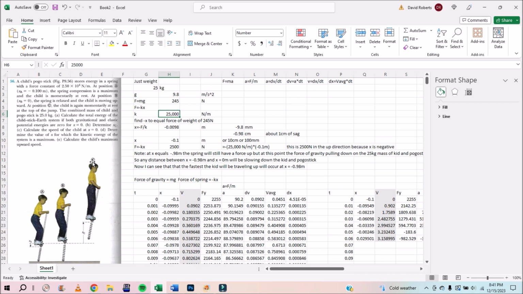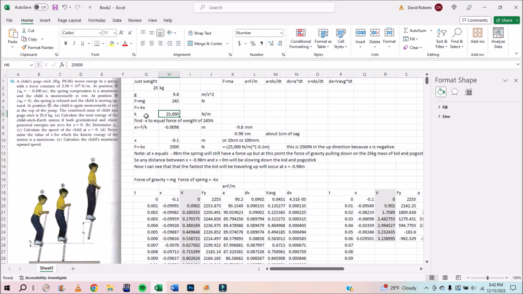So if this kid just sags onto the pogo stick, just kind of balances, and you've done this with a mountain bike, we all have full suspension mountain bikes, hopefully, because they're rad. But anyway, you sit on them, and your suspension sags because you're putting the force of gravity on it. So in this case, the kid's 245 newtons. We want to know how much sag it is. So you just make this mg equal to this negative kx, you know what I mean? And that's literally all you do.